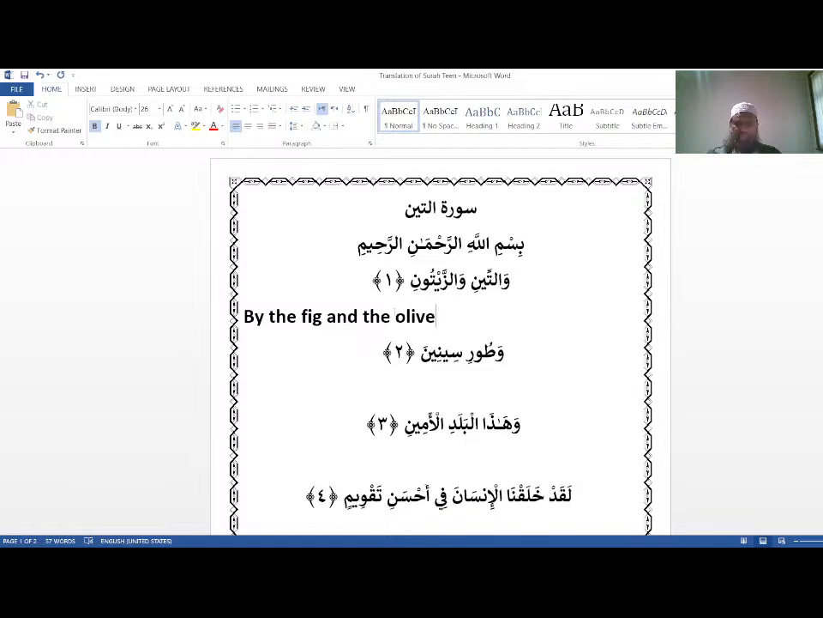Ayat number 2, wa turi sineen. Here this waw, is it atf or is it qasam, or is it harful jar? Again, I said we already have one to give us the oath meaning. We don't need another. Again, this is atf, following the same i'rab. And waw is "and", tur, Sinai.